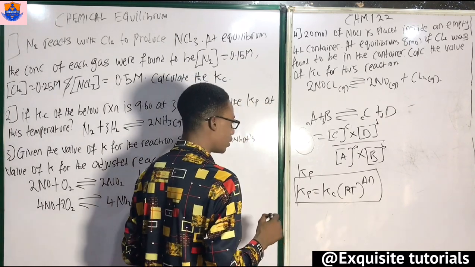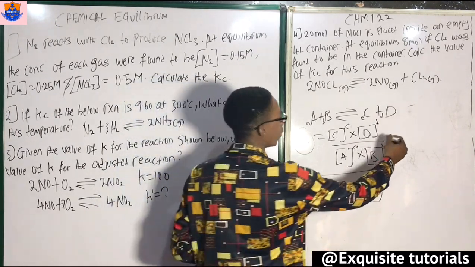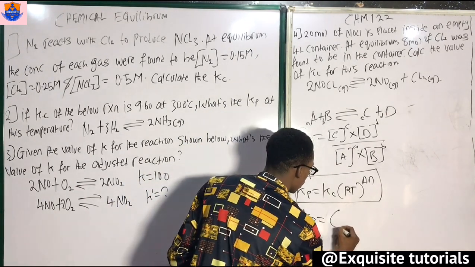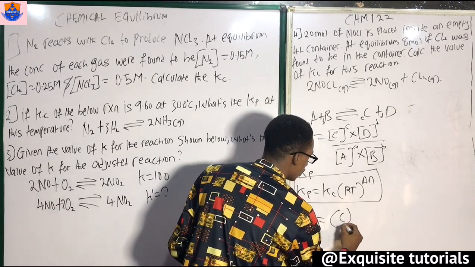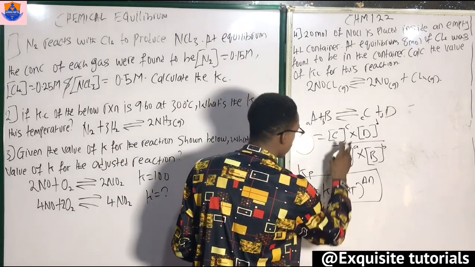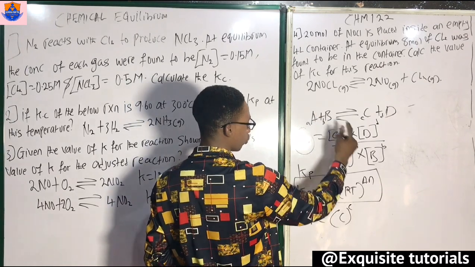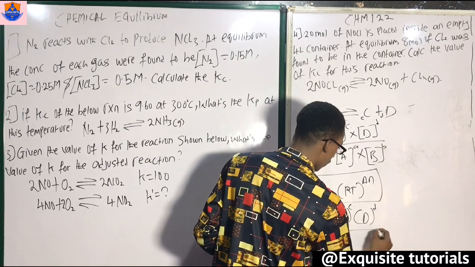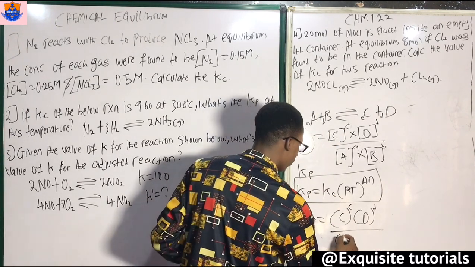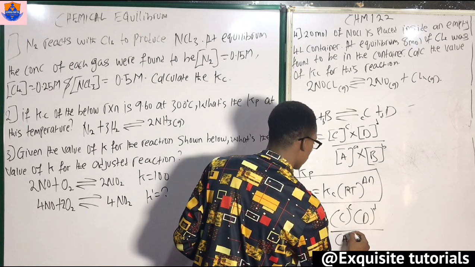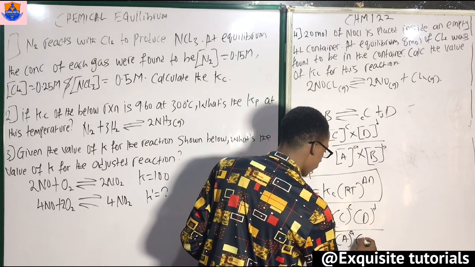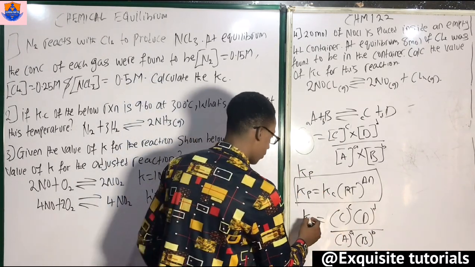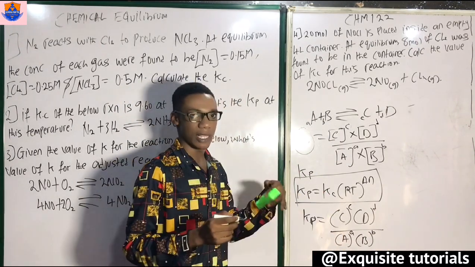Now for normal Kp, when you find the Kp of a reaction, Kp is the pressure of C raised to the power c, taking this reaction, times D raised to the power d, over the pressure of A raised to the power a, times the pressure of B raised to the power b. Now this is for Kp when the Kc is not given.